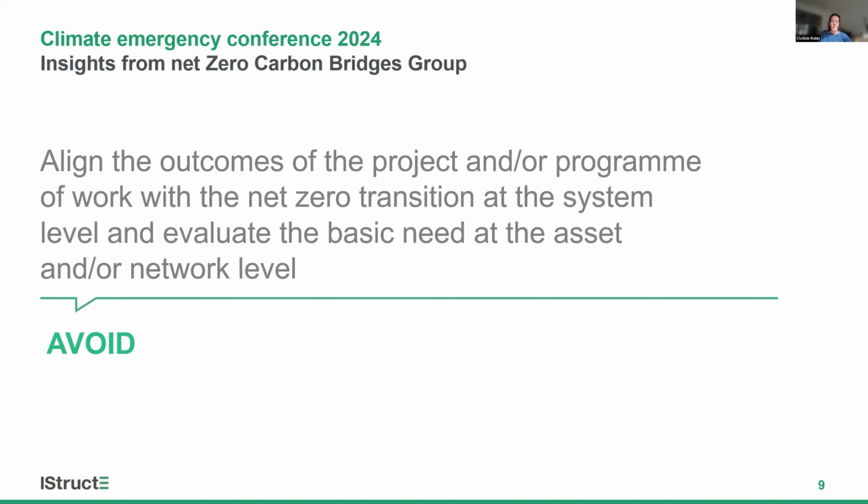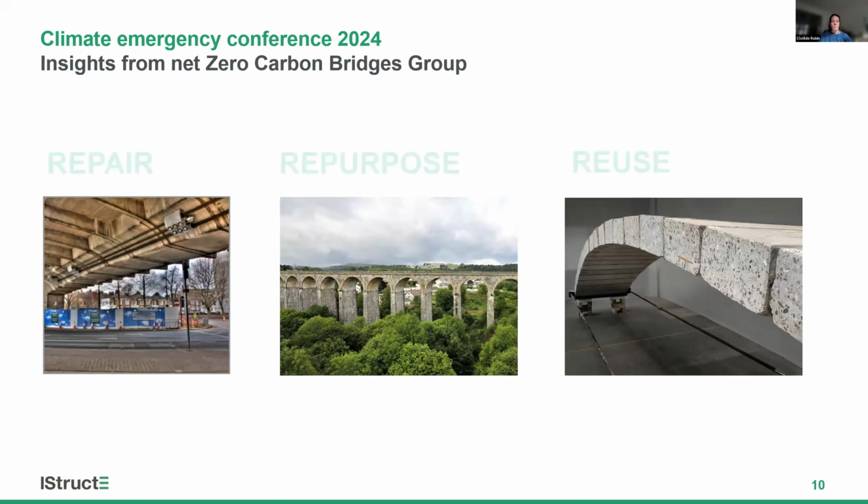We focus a lot on avoid because we are conscious that this is the area with the greater impact on carbon reduction. So what PAS 2080 means by avoid is to align the outcomes of the projects and/or program of work with the net zero transition at the system level, and evaluate the basic need at the asset and/or network level. So it's a bit more complex than build nothing, as Zoe explained. And we're trying to translate that into action for people working on bridges.